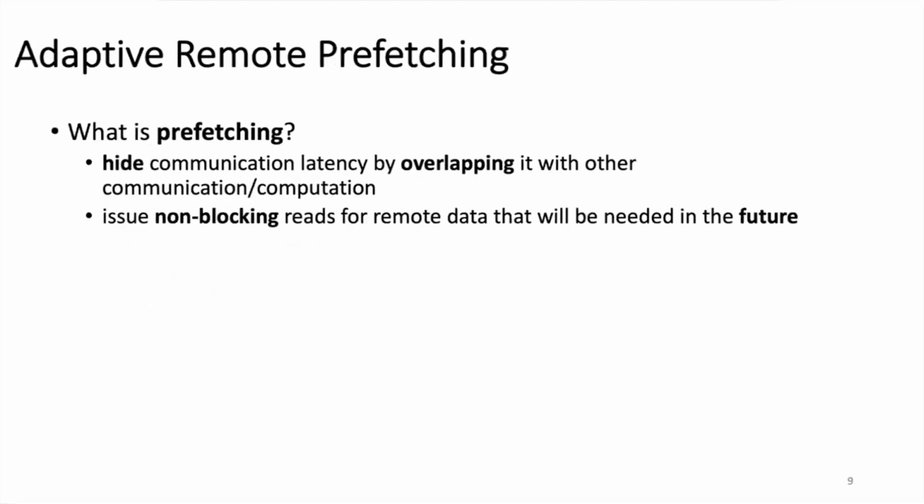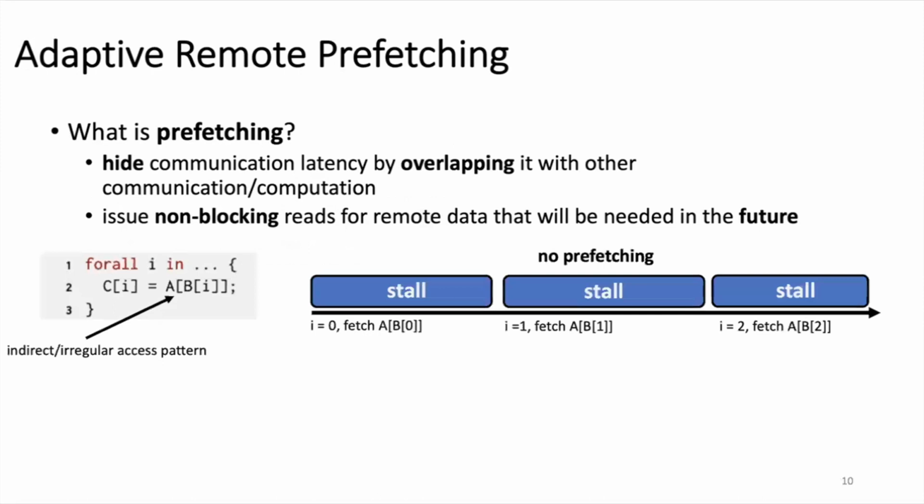We're doing prefetching, so it's worth just making sure people know what it is. So prefetching is a technique that we can use to hide communication latency by overlapping it with other communication or computation. So the idea is we're issuing non-blocking reads for some remote data that will be needed in the future. So rather than having to sit there and wait for it to arrive, we can continue our program doing something useful. And then whenever we need that data, it will already be there available locally so we can access it faster.